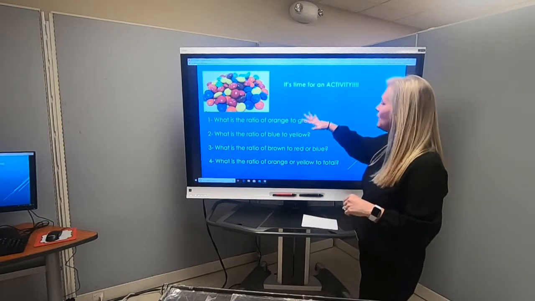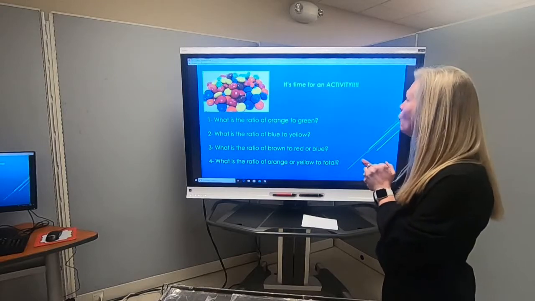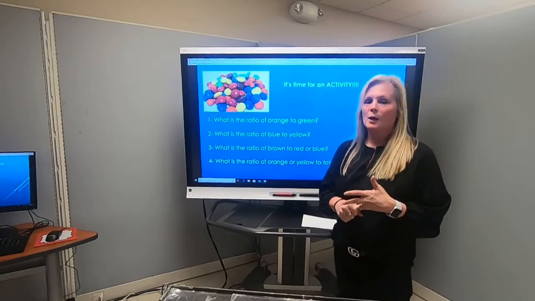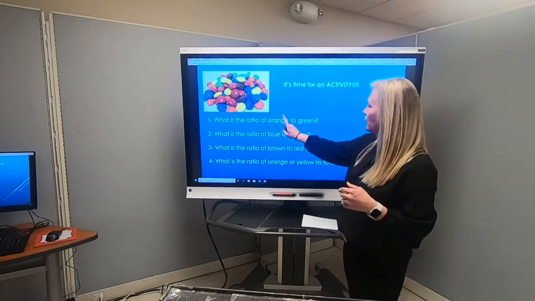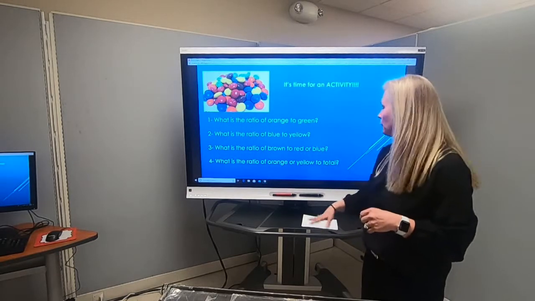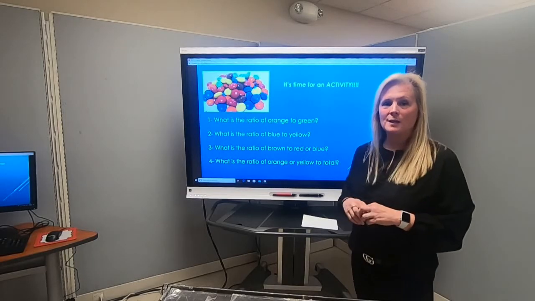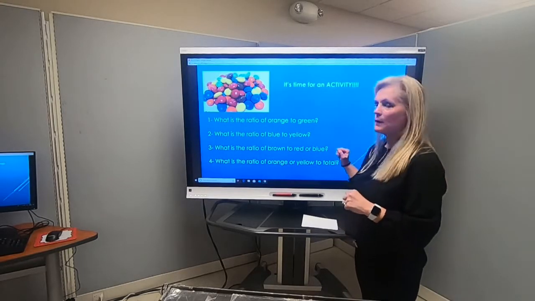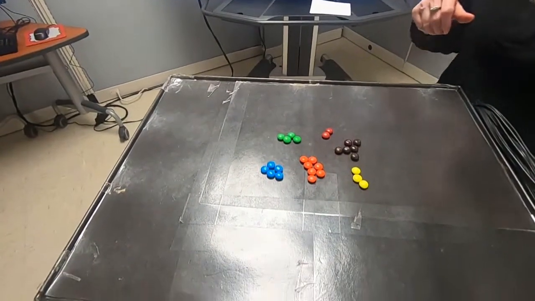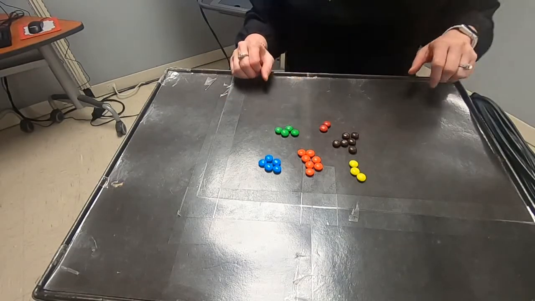So let's make sure that we're focused on what we're trying to accomplish here. Again, we're working on ratios, talking about how you can write them and how you read them. So our job is to look at orange to green, blue to yellow, brown to red or blue, and orange or yellow to the total. So those are the colors that I have in front of us now. So let's pull the camera down and take a look at what we have. I've already got them sorted out for us.